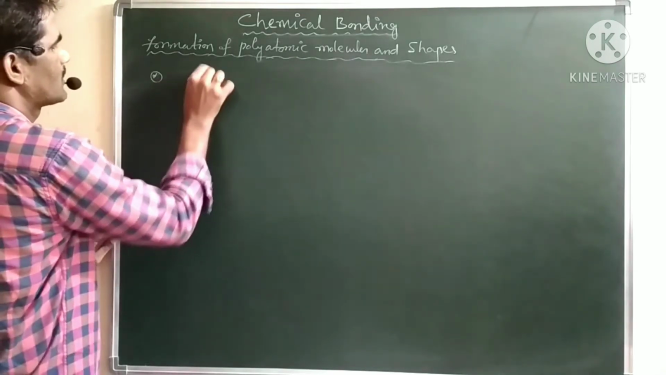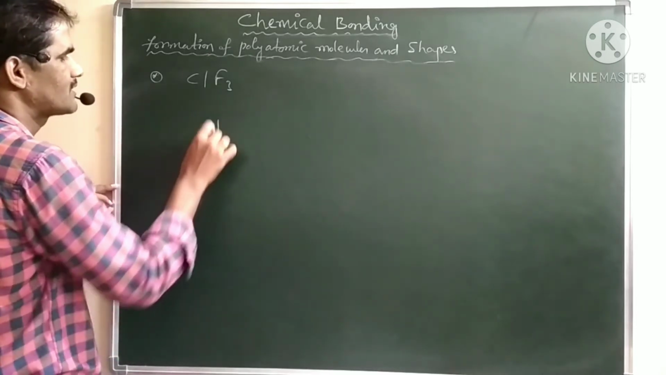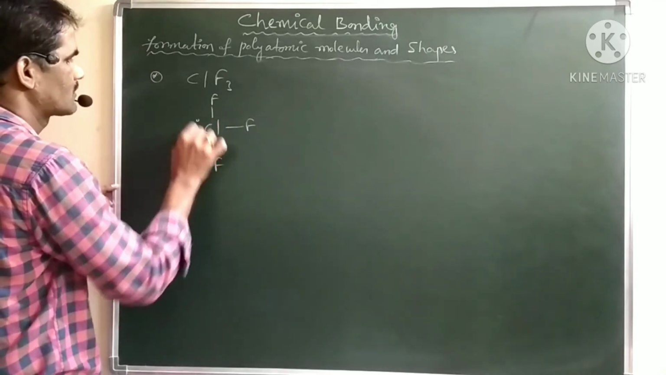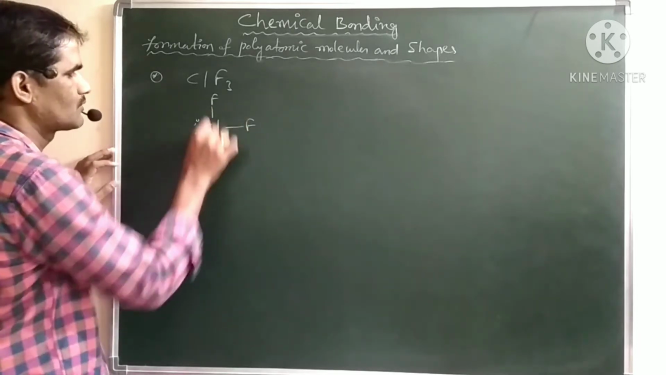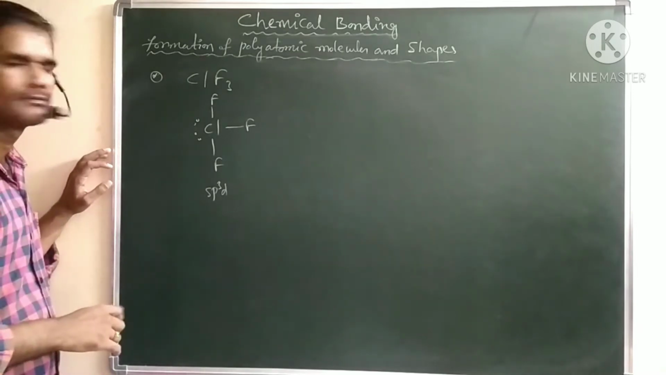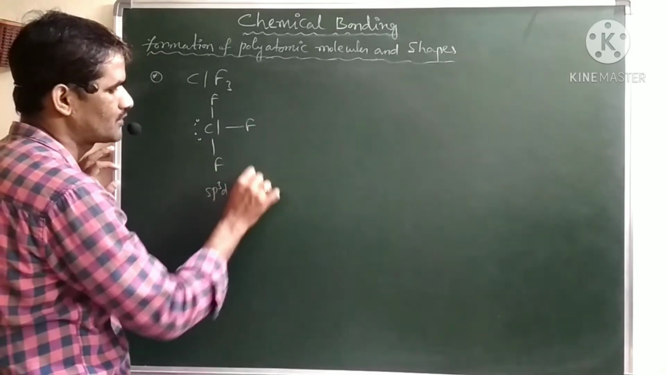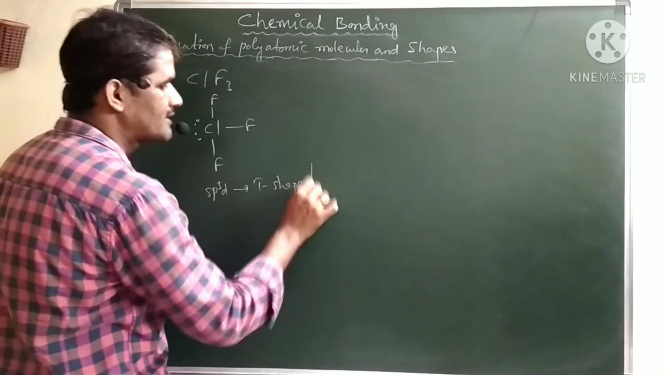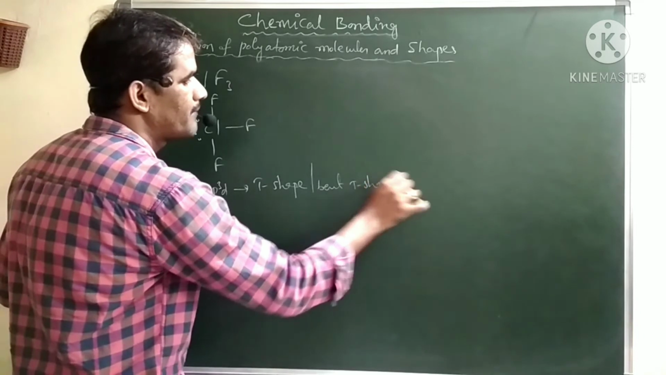Next, if you take a molecule like ClF3, the structure of ClF3 is like this, and chlorine carries 2 lone pairs. Now the hybridization: 1, 2, 3, 4, 5, sp3d hybridization, but it is carrying 2 lone pairs. Sp3d hybridization with 2 lone pairs means the geometry should be T shape. Sometimes we call it bent T shape. T shape or bent T shape.